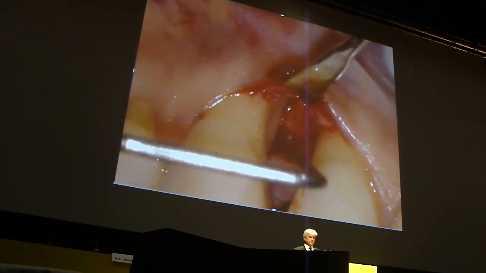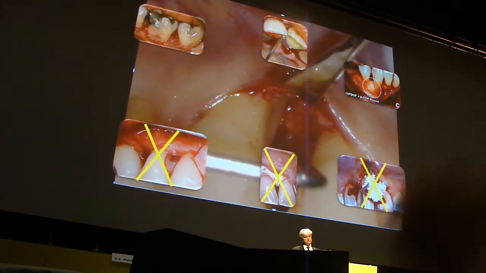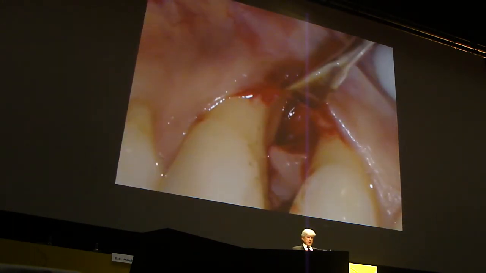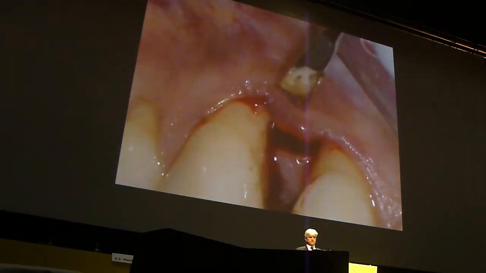But what can we do here? Can we use a barrier here? No. Can we use a combination of barriers and biomaterials? No. We can put something in there. Again, fill in, if we consider that this is what we want to do. Now let us see how this case came about.